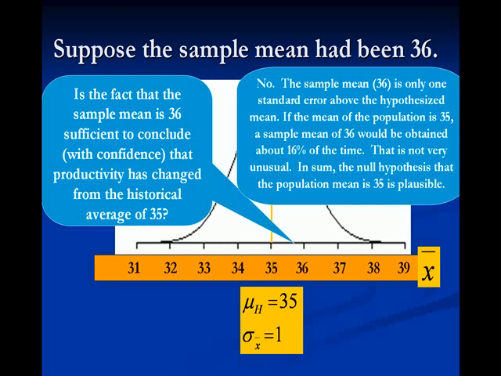Therefore, what we're going to say is it's plausible that the population mean is 35, that there has been no change. It really isn't time to sit up and take notice because we have 36. And that difference between 36 and 35 could simply reflect random error, the fact that we're going to get different sample means from sample to sample anyway.